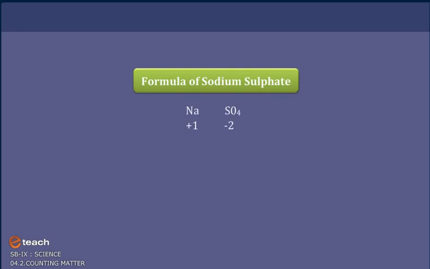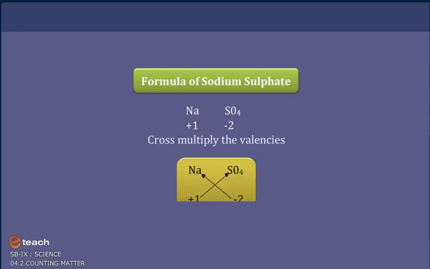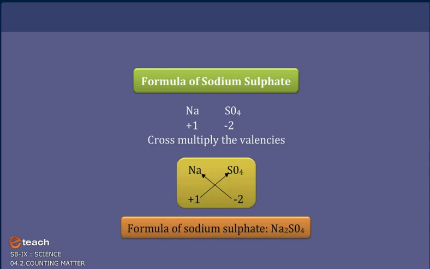Formula of sodium sulfate. Sodium +1 and sulfate -2. Cross-multiply the valencies. Formula of sodium sulfate, that is Na2SO4. In the above examples, the charges on the ions have been balanced.